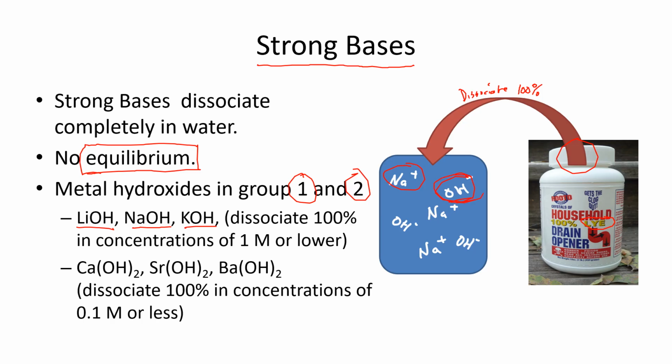So once hydroxide gets into the water, of course the water has an equilibrium that's producing hydroxides and hydrogens as well, and it'll interact with that. But these compounds themselves, as long as the concentration is low enough, they'll dissociate 100% and be your strong bases. So keep an eye out for metals of group 1 and 2 with hydroxides. Those will be your strong bases.